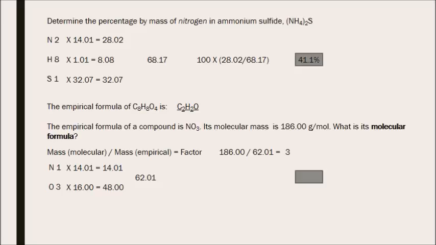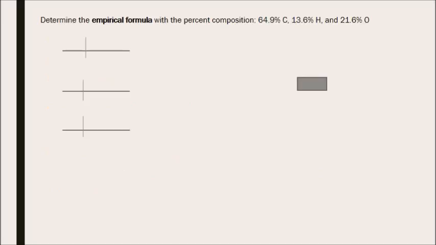So here we're going to be determining the empirical formula from the percent composition. So that's percent to mass, mass to mole, divide by small, and multiply to a whole. So the first thing you're going to want to do is take your percentages and turn them into masses. So we're just going to assume that our compound in total has 100 grams, with carbon having 64.9 grams, hydrogen having 13.6 grams, and oxygen having 21.6 grams. So we've got our percent to mass.